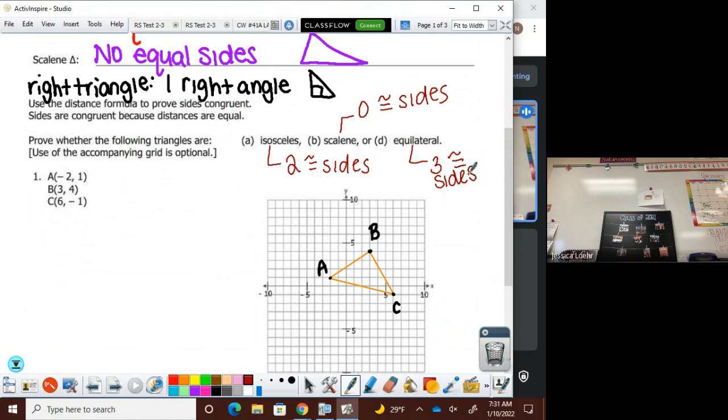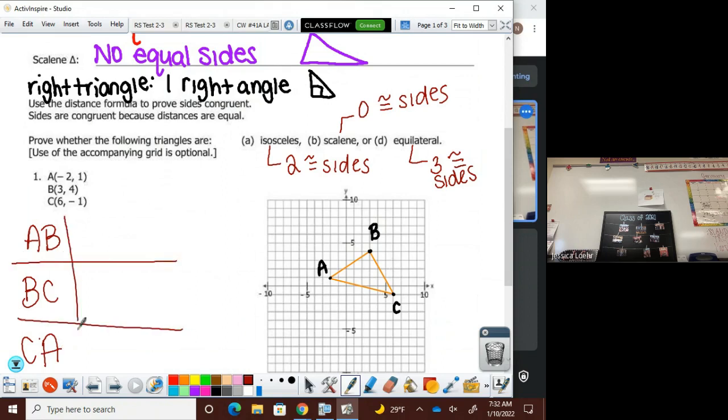So what you're going to do is you're going to set up a table and you're going to label each side. A, B, B, C, and C, A. Not D, C, A. Like this. And you're going to find the distance of each side.